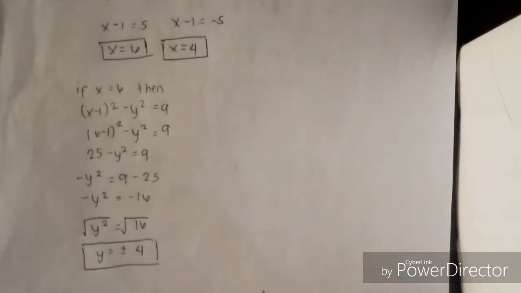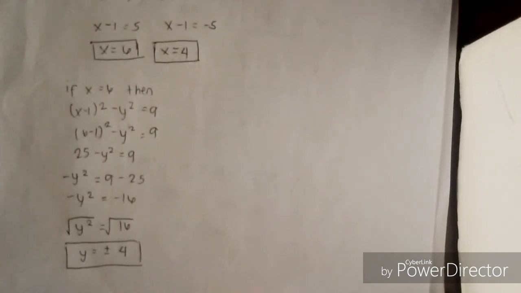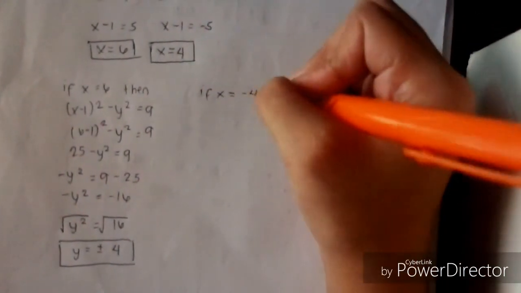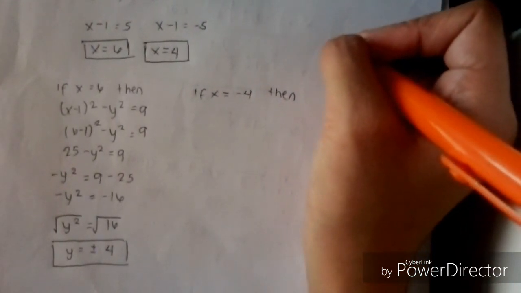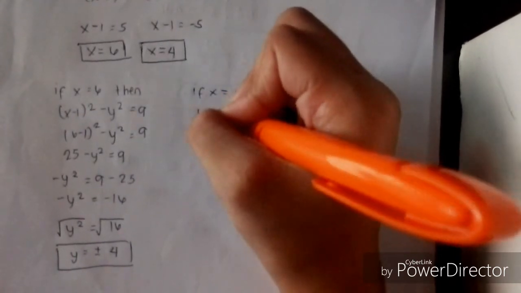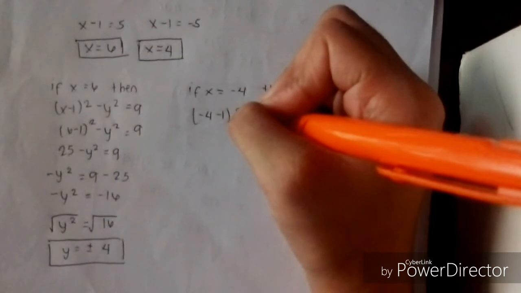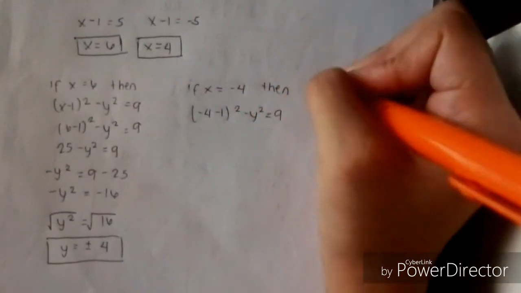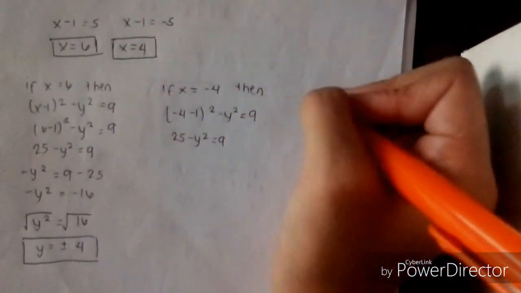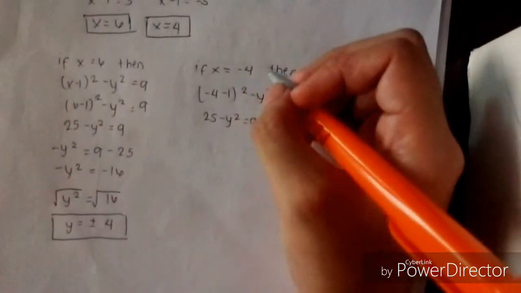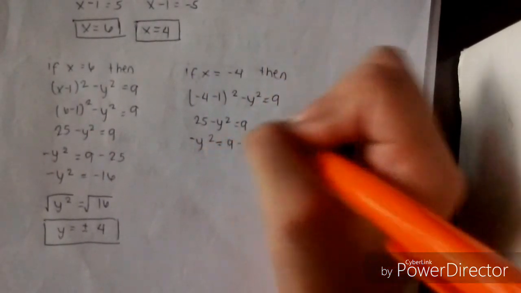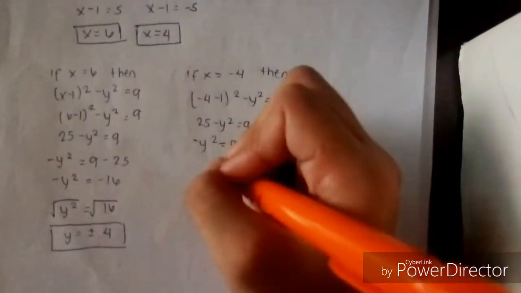Then we will get to the second x. We will substitute the second answer, which is x equals negative 4, into the second equation. If x equals negative 4, then (x minus 1) to the second power minus y squared equals 9 will be (negative 4 minus 1) to the second power minus y squared equals 9. 25 minus y squared equals 9. Moving on again, transpose the 25 to the right, and we get negative y squared equals 9 minus 25. Again, the answer will be negative y squared equals negative 16.